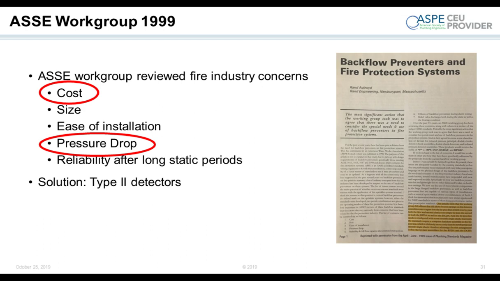As far as size and installation, that's been addressed by the industry. I'm pretty confident that since 1999, valves have continued to get smaller, lighter, and easier to service. Reliability after long static periods was addressed with code, with the actual ASSE test. So now there's a long static period test that makes sure that after that valve has been closed for a long time, it'll open when it's supposed to. But what we did with type 2 detectors is we addressed cost and pressure drop.